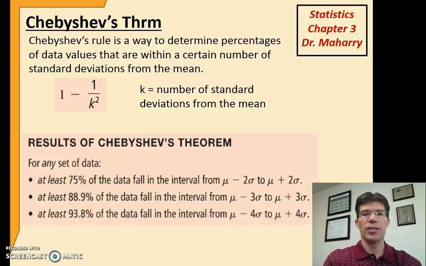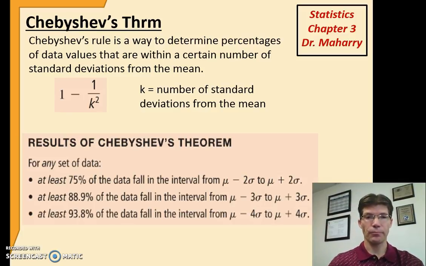If you think about it, if k is 2, if we look at the mean plus or minus 2 standard deviations, you plug in k equals 2 and you get 1 minus a fourth, or 3/4, which is 75%. So Chebyshev's theorem would say 75% of data fall within 2 standard deviations of the mean. If k is 3 or 4, you simply plug those in. As you get more and more standard deviations away from the mean, a bigger percentage of the data is within that range.